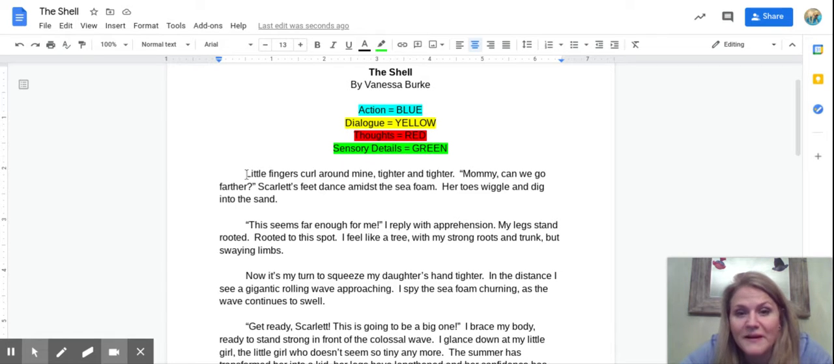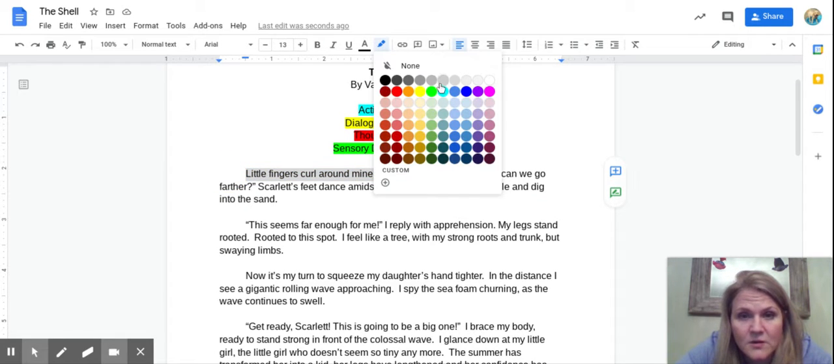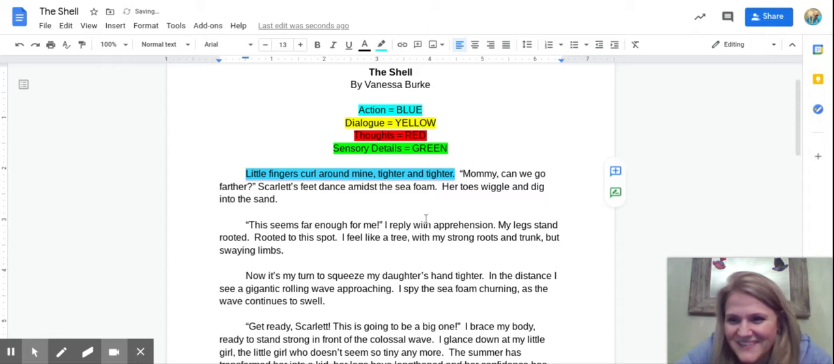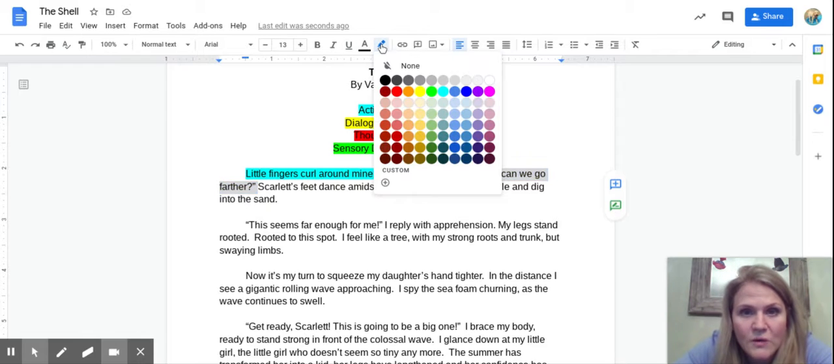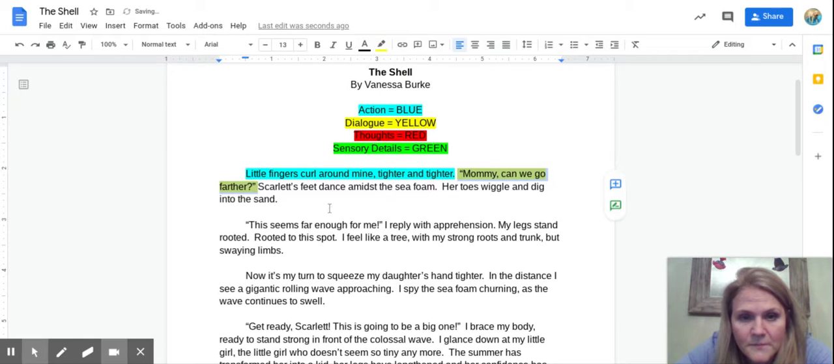Little fingers curl around mine tighter and tighter. Well, that is definitely an action. Little fingers curling. So I am going to put that action in blue because that's what my color code key says to do. Mommy, can we go farther? Right? So that's what Scarlett was saying. That is dialogue, right? So I'm going to highlight that in yellow.